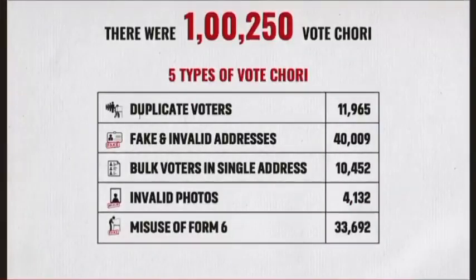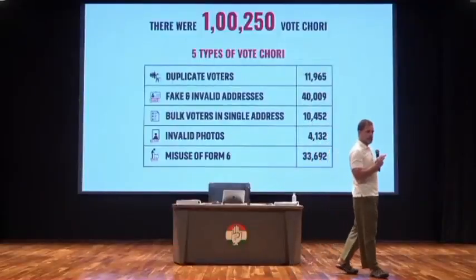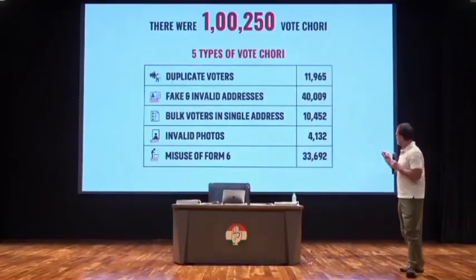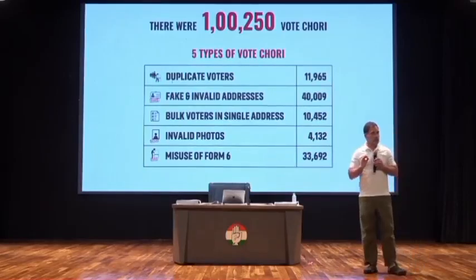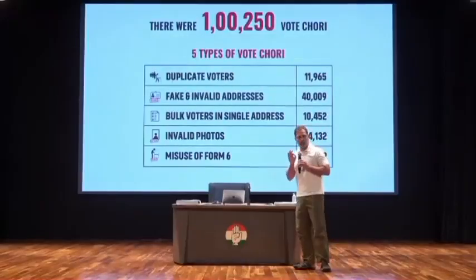What is the total number in the assembly? Total number of votes? So out of 6,50,000 total votes in the assembly of Mahadevapura, 1,250,000 votes were stolen. They were stolen in 5 different ways.